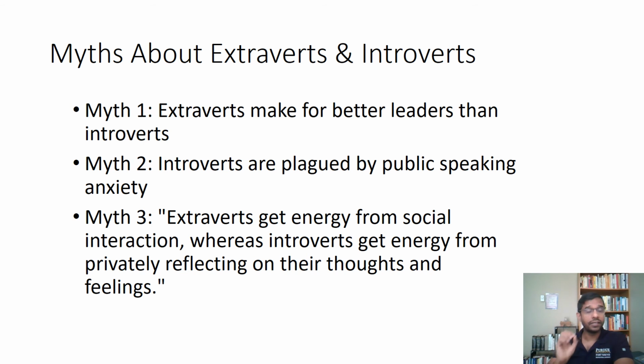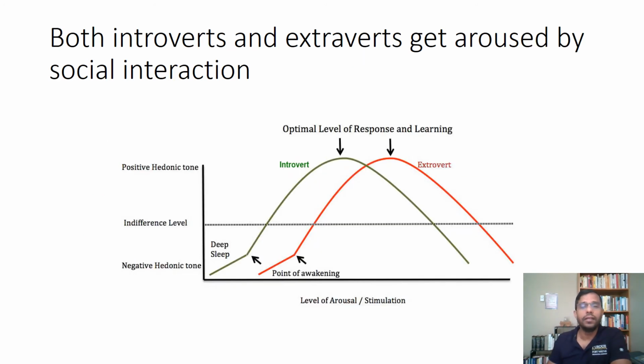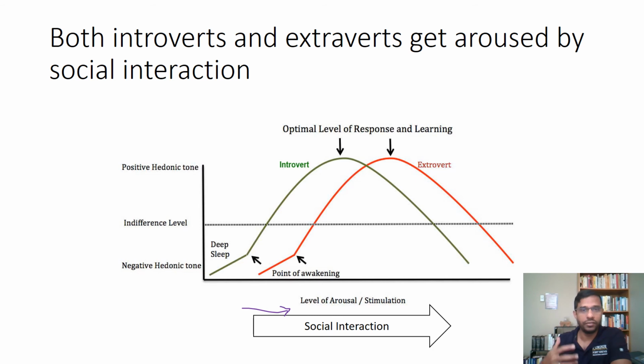There is a slight difference here, and it has a lot of implications as well, which I will explain in the next slide with some figures. In this graph on the x-axis, we have level of arousal or stimulation. The more social interaction you are having, the more social attention you are getting, the more aroused your brain is. Okay. On the y-axis, we have hedonic tone.